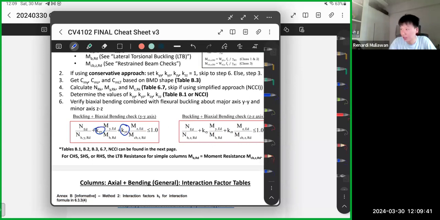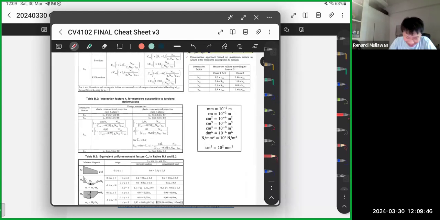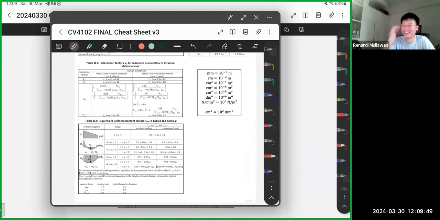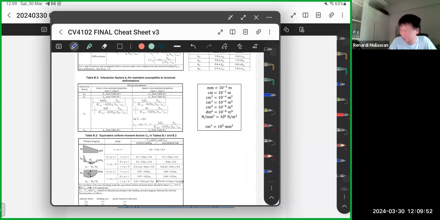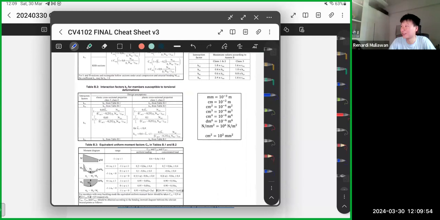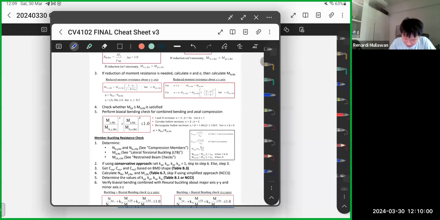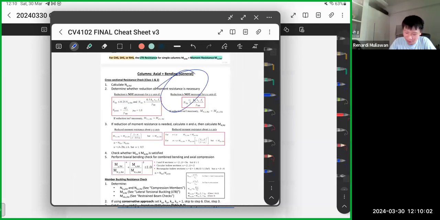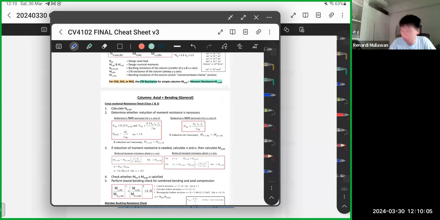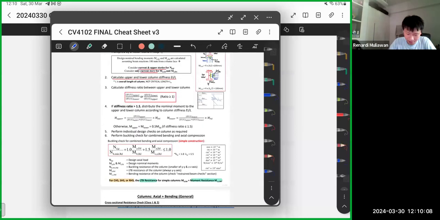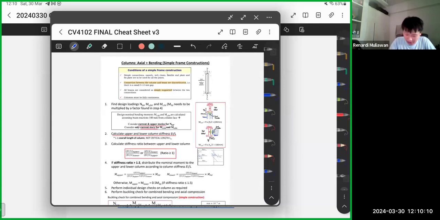You can see the factors here, KYY and KYZ. There's also KZY and KZZ. So you need to follow this. Wow, this is a monstrosity. There's a lot of calculations to be done. But the concepts are actually the same. So this page you can ignore. I just put it here because it's in the lecture notes. The one that you really need to focus on is the simple frame constructions, because that's the most common construction for steel. Just everything simply supported, everything pin.